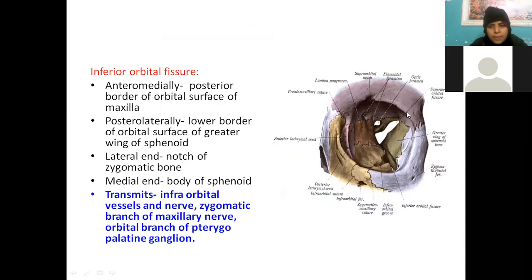See, this is the orbit completely. This is the roof, floor, medial wall, and lateral wall. Above you are finding a fissure, a big opening; that is the superior orbital fissure between the greater and lesser wings of the sphenoid bone. Similarly, below also you are finding a fissure, that is the inferior orbital fissure. You need not read all these points, but what structures are passing may be asked sometimes: the infraorbital vessels and nerves, the zygomatic branch of the maxillary nerve, and the orbital branch of the pterygopalatine ganglion.